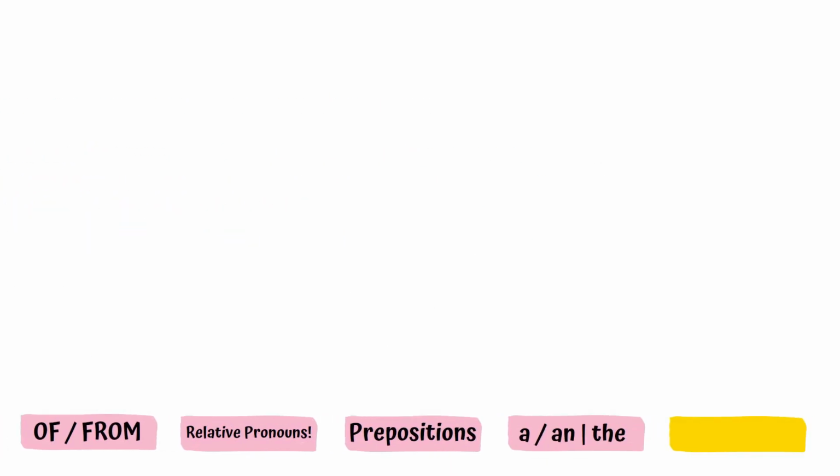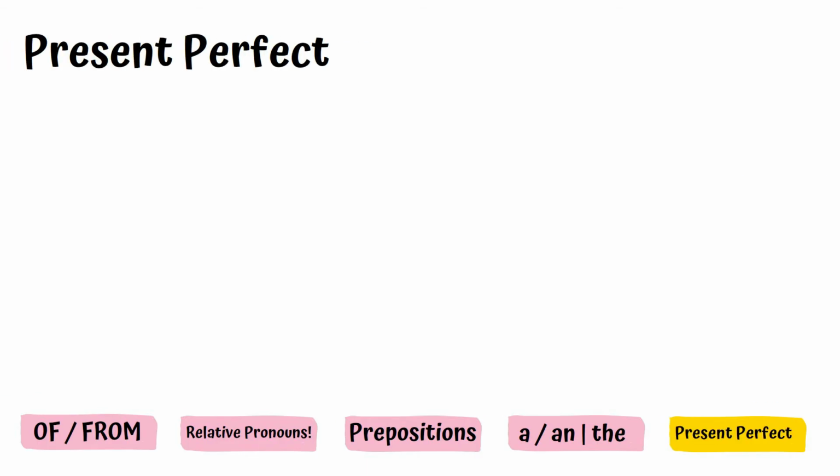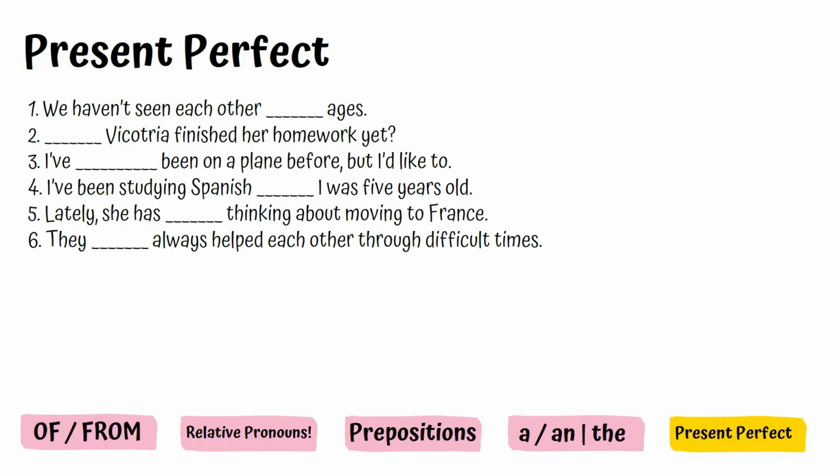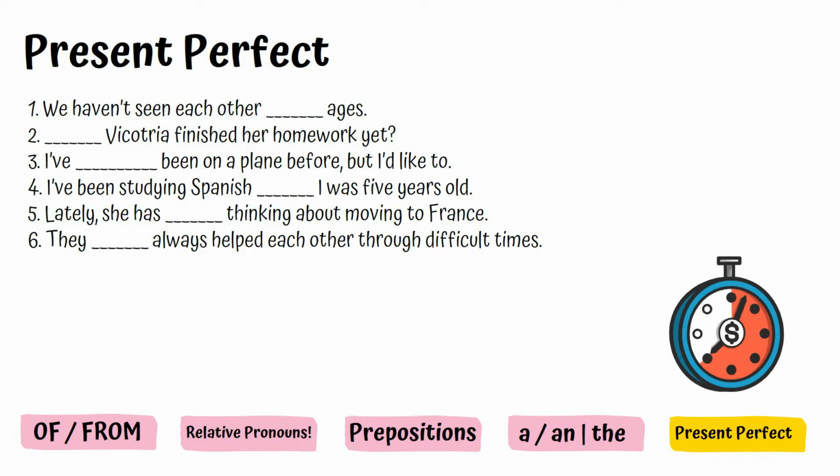Let's take a look at another common part of grammar in the B1 reading exam. The present perfect. Take a look at these exam questions and try to fill in the gaps with a word related to the present perfect. Remember, pause the video before looking at the answers.